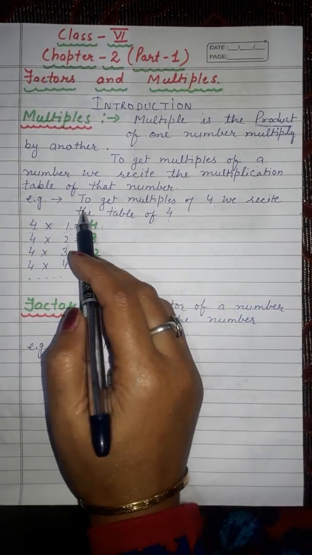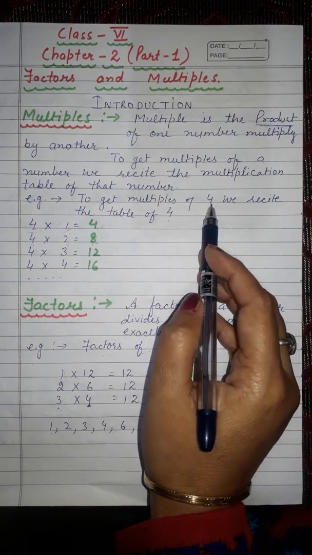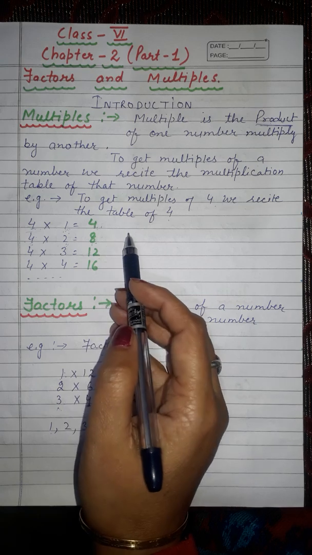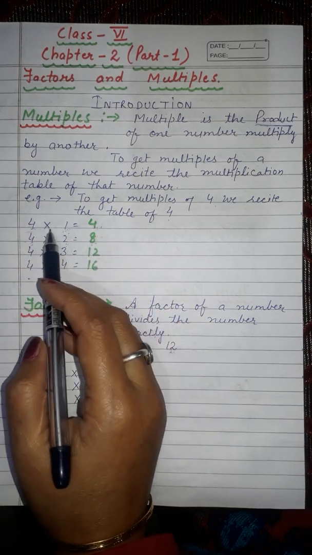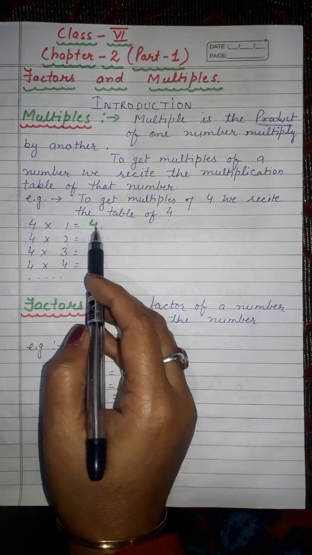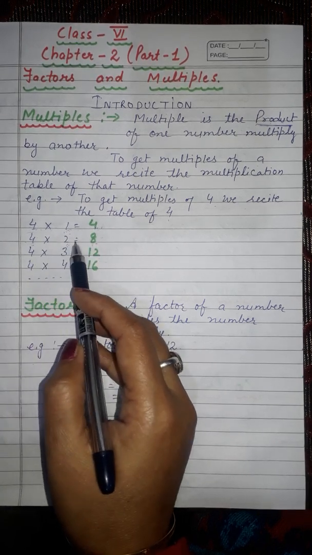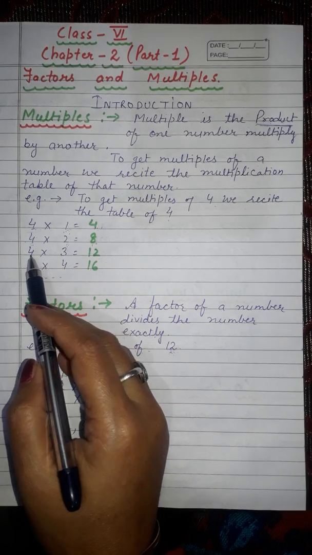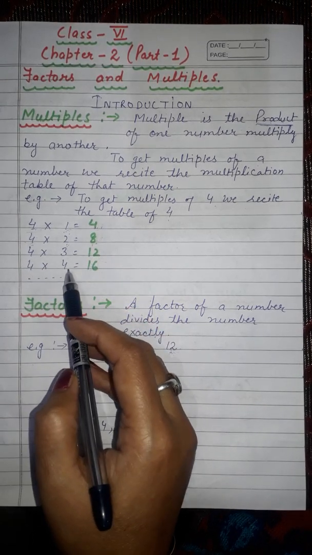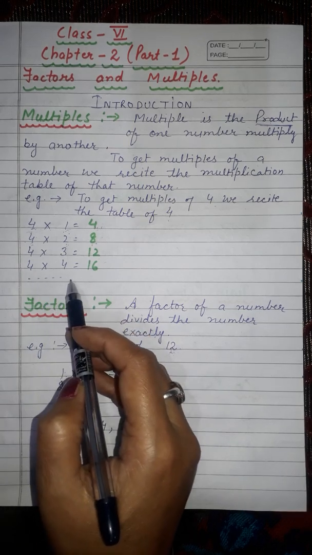For example, if you want to get the multiples of 4, then what will you do? You will write the table of 4. You will multiply 4 by another number. So 4 multiplied by 1 is equal to 4. 4 multiplied by 2 is equal to 8, and similarly 4 multiplied by 3 is equal to 12. 4 multiplied by 4 is equal to 16, and so on.